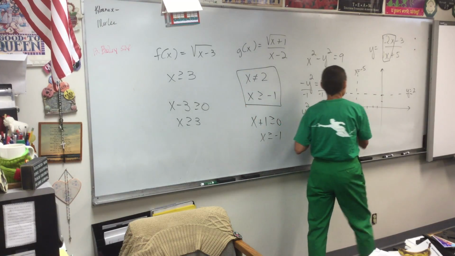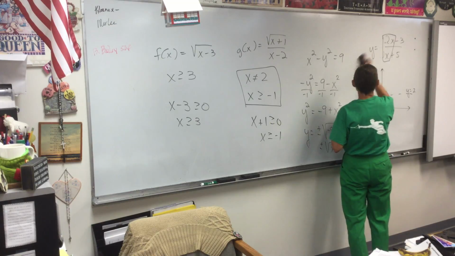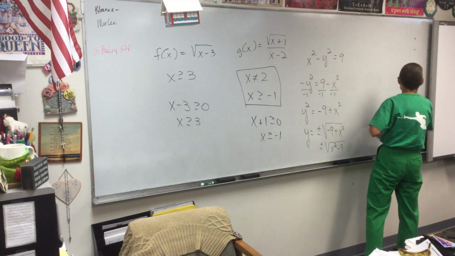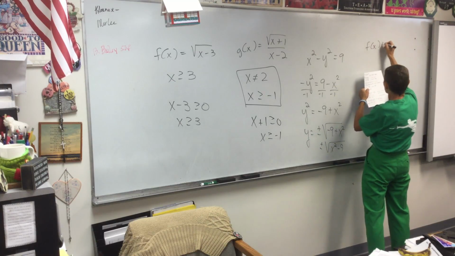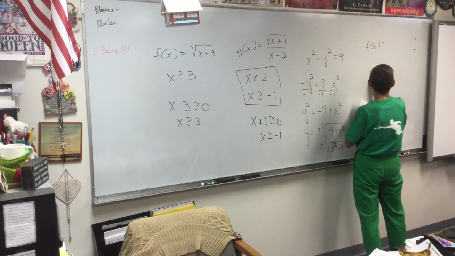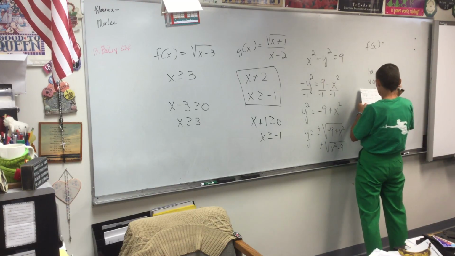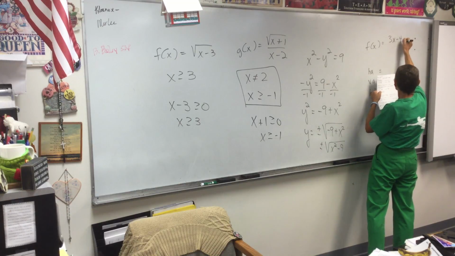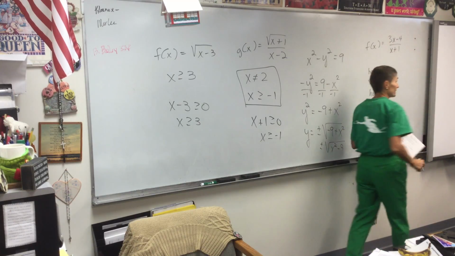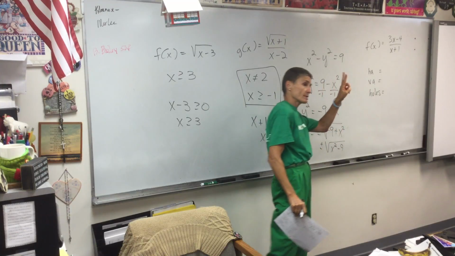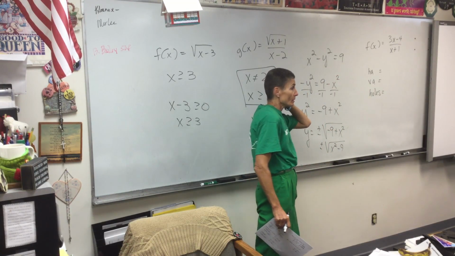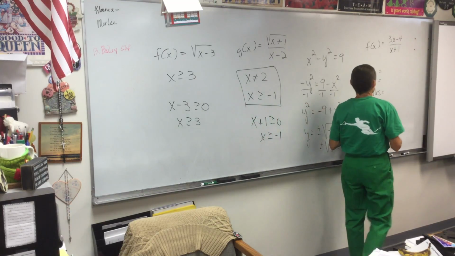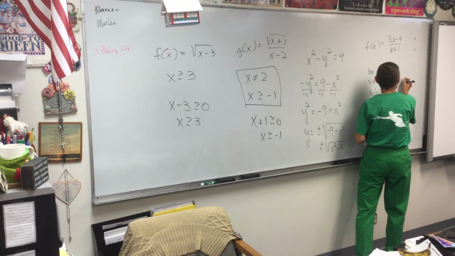All right, part 3, we just went through some examples of this. So part 3, here we go. I need horizontal asymptote, vertical asymptotes, and holes. Here we go. 3x minus 4 over x plus 1. Somebody tell me something. Vertical, horizontal, or hole? A vertical, x equals -1.